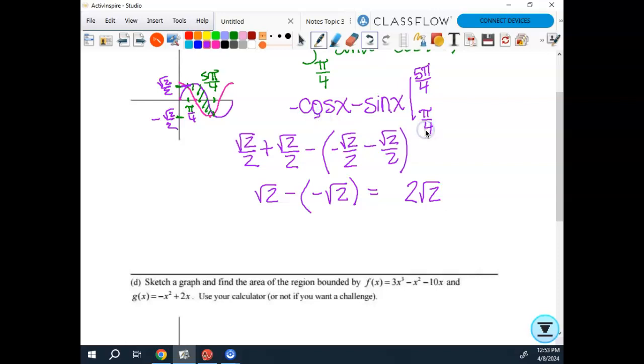Cosine of pi fourths is the square root of 2 over 2, but that makes it negative. Minus sine of pi fourths. So the sine of 5 pi fourths is negative. But that was this right here. Sine of 5 pi fourths is negative square root of 2 over 2. Yeah. And then we made it positive. I know, I confused you when I made it negative twice here. Sorry. We good?